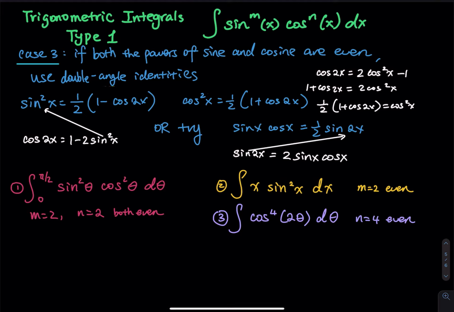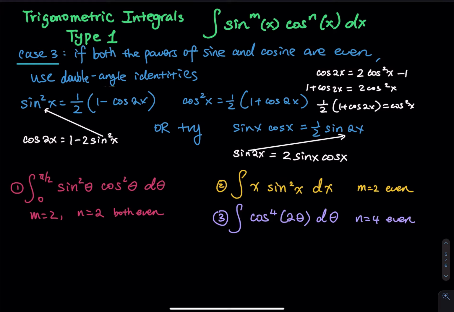The last one is easy. You start at sine of 2x equals 2 times sine x times cosine x. All you have to do is divide both sides by 2. These double angle identities came from your trigonometry class. So we have three integrals to deal with. Let's start with the first one.